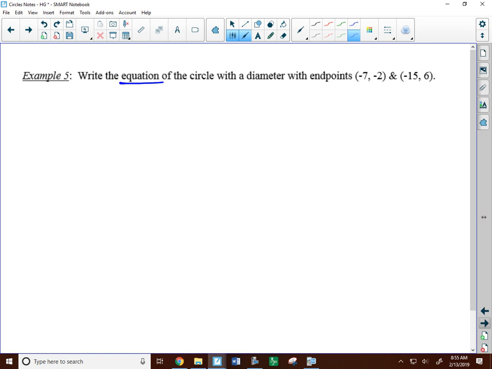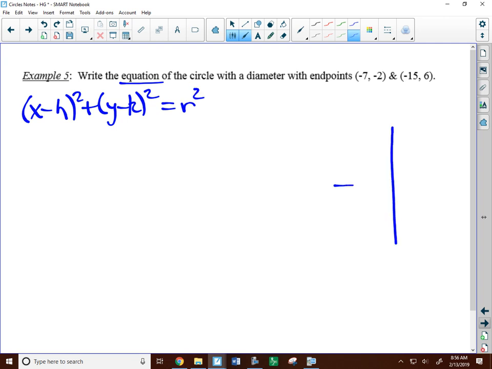There's the diameter. I'm just gonna write down the standard form first. So they do not give us the center, they don't give us the radius, they give us the endpoints of the diameter. I'm going to make a quick sketch. (-15, 6), somewhere like there. (-7, -2), it's like there. So we need the radius and we need the center, okay? Because that's what will get us a circle.